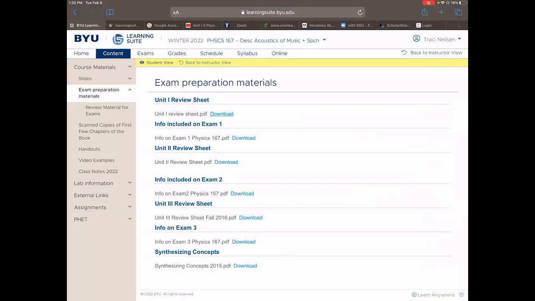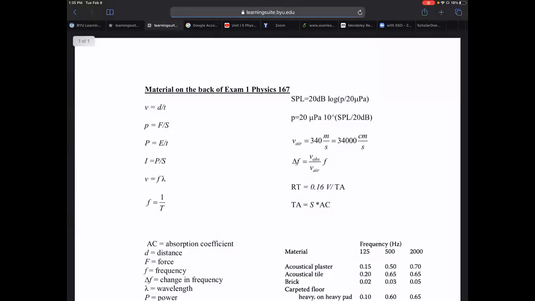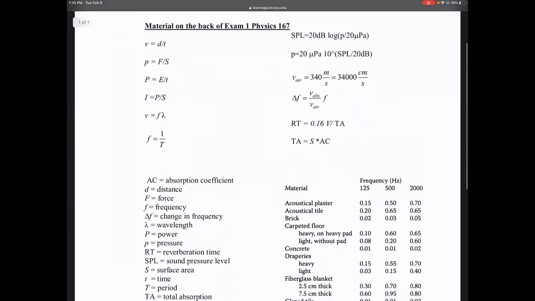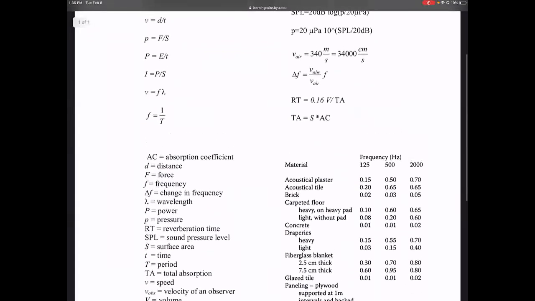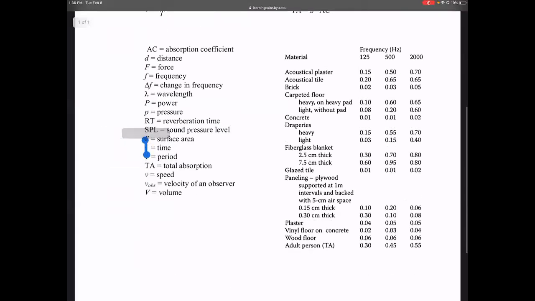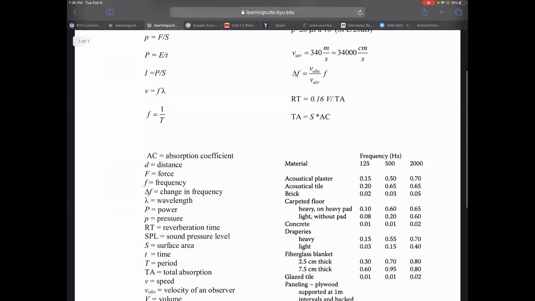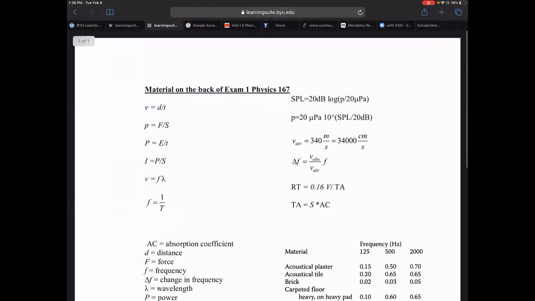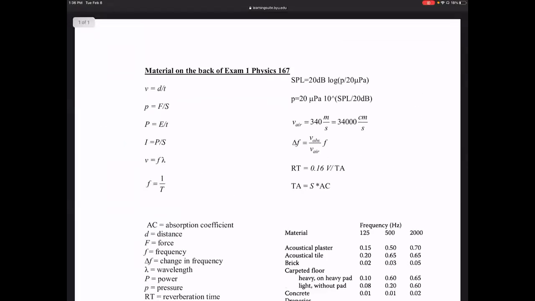This second item, included on Exam 1, shows you the material that will be provided during Exam 1. It's just the last page of my test. So you will have these different equations and the definitions of the variables, so you need to know how to use them. The speed of sound in air is here both in meters per second and centimeters per second. And then this table that had to do with the absorption coefficients. So these things are available. These are the things you do not need to memorize. Just need to know to look for.